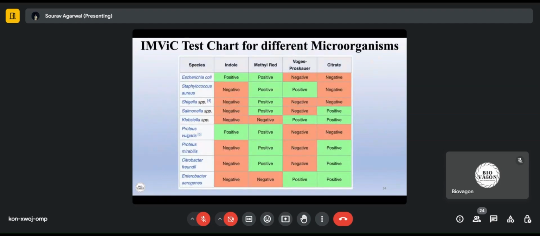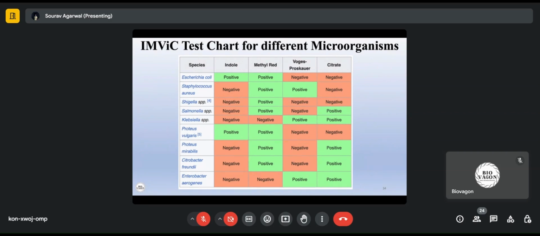This is an IMViC test chart for different microorganisms. When you are performing it in the laboratory, this chart might be helpful for you. You can see E. coli is positive for the first two and negative for the last two. Staphylococcus, first and last negative, and the methyl red and Voges-Proskauer tests are positive for Staphylococcus aureus.